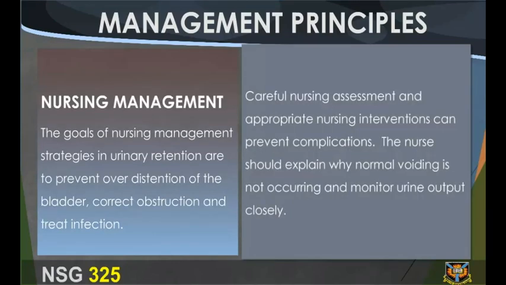Nursing management. The goals of nursing management strategies in urinary retention are to prevent overdistension of the bladder, correct obstruction, and treat infection. Careful nursing assessment and appropriate nursing interventions can prevent complications. The nurse should explain why normal voiding is not occurring and monitor urine output closely.